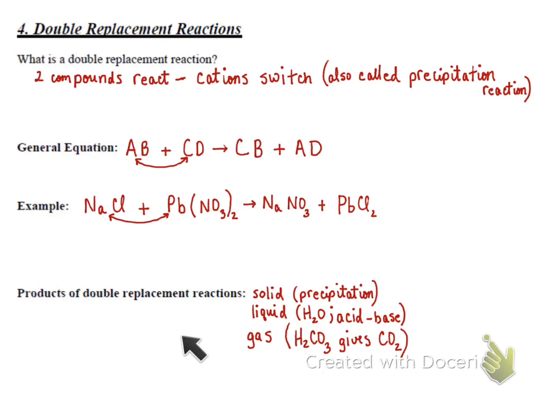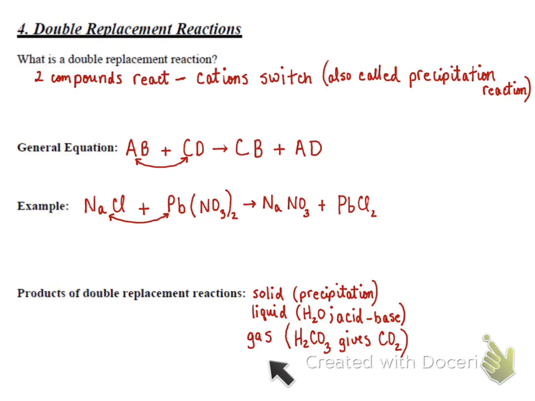The products of a double replacement typically are solids, and that's if you form a compound that is insoluble. We call that a precipitation reaction. You can also form a liquid, and the liquid is always going to be water, and that's what happens when you mix an acid and a base. An acid gives the H, and the base gives the OH, which makes H2O, water, and that's what we call an acid-base or neutralization reaction.